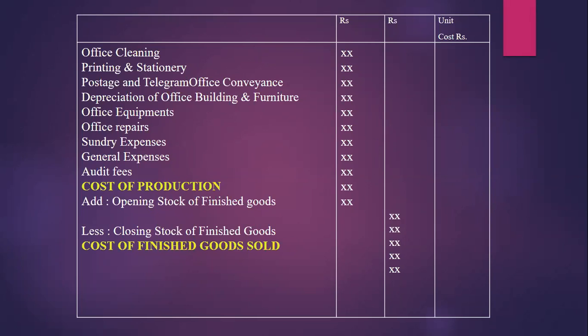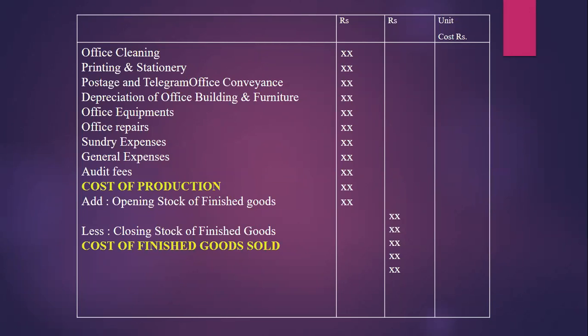Cost of production tells you that all material expenses related to making the product have been incurred. After that you have to adjust your opening stock of finished goods, which are ready goods of last year's balance, and adjust closing stock of finished goods, the goods which are ready but we have not sold yet. Then we'll get cost of finished goods. This is also called cost of goods sold.